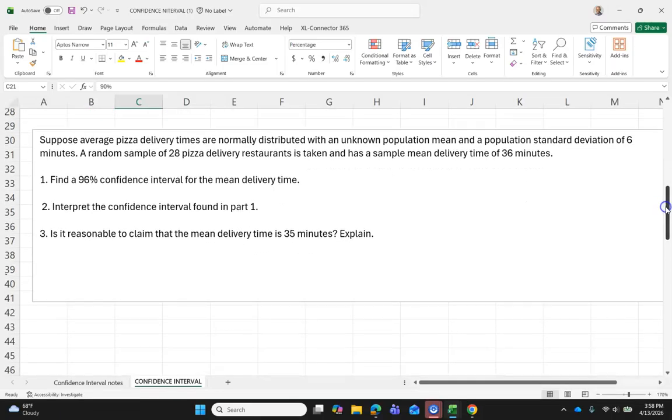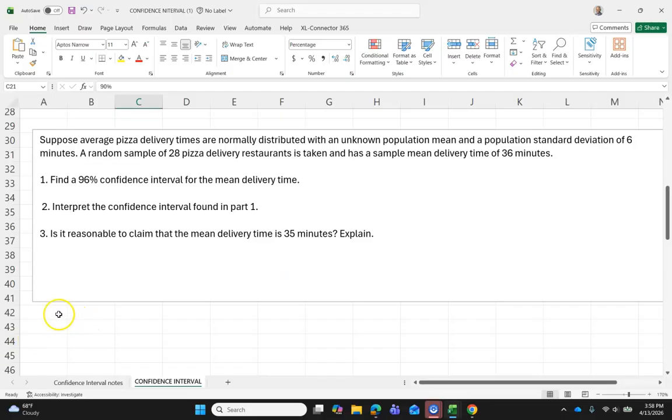So let's work on the second question, which says, suppose average pizza delivery times are normally distributed with an unknown population mean. So we have no idea about the population mean, but the standard deviation of the population is given. A random sample of 28 pizza delivery restaurants is taken and has a sample mean delivery time of 36 minutes. And so we're supposed to find a 96% confidence interval.